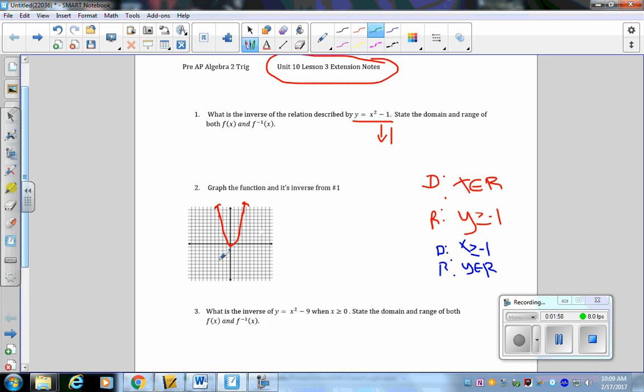Alright, and then something else we talked about was that the inverse is a reflection over the line y equals x. Okay, which is this line right here-ish. It's got a slope of 1 and a y-intercept of 0.